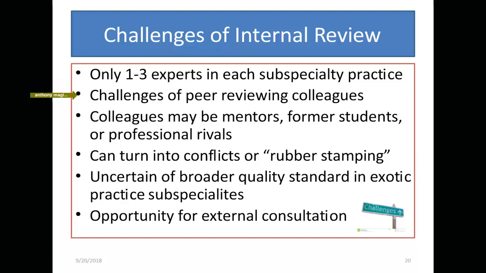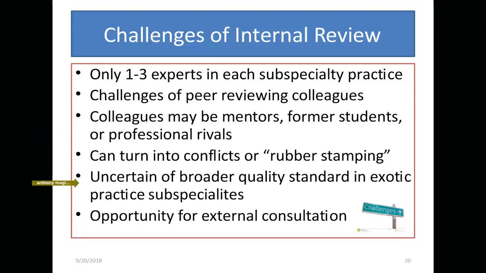There's the challenge of peer reviewing colleagues. How does one manage that? Particularly as colleagues may be former students, mentors, or even professional rivals. So this does create some aspects of potential conflicts and certainly discomfort. This can turn into conflicts that can grow, that can be problematic, or automatic agreements that isn't really the right answer or the right process for ensuring quality.